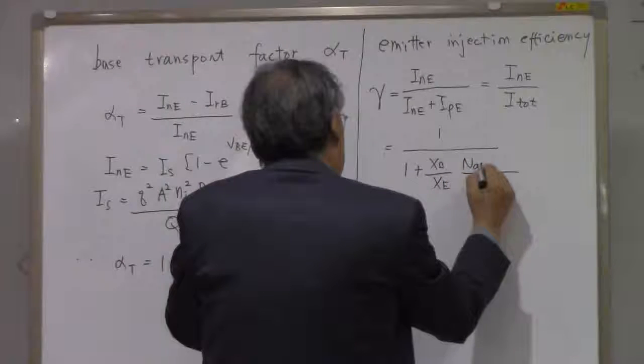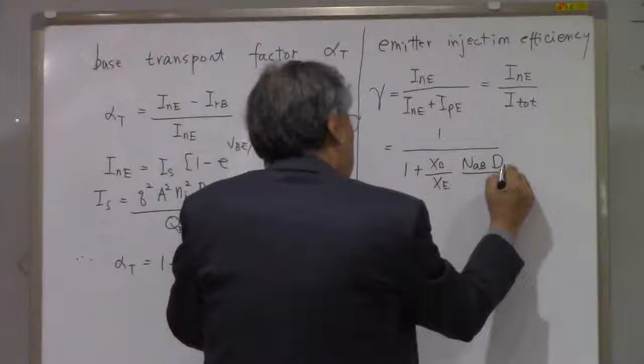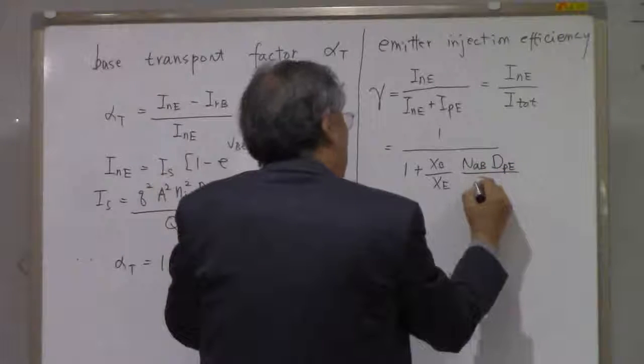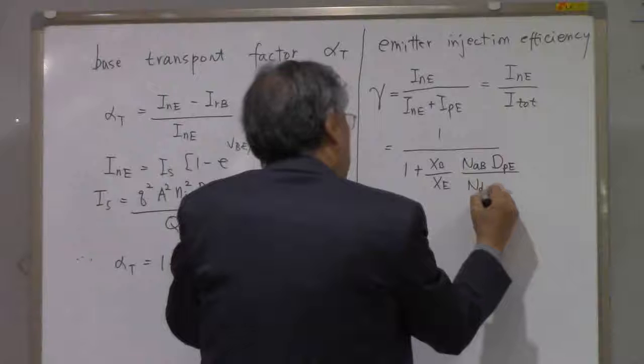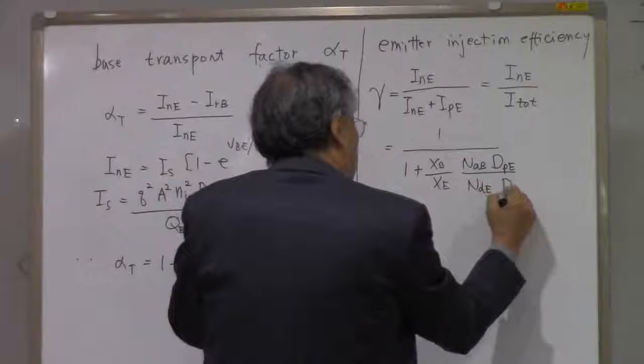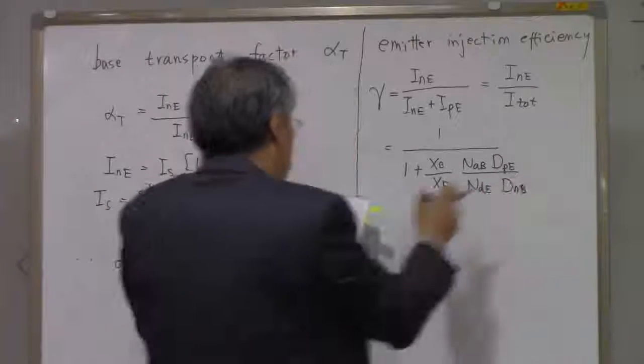and AB, DPE, and DE, DNB, things like this.